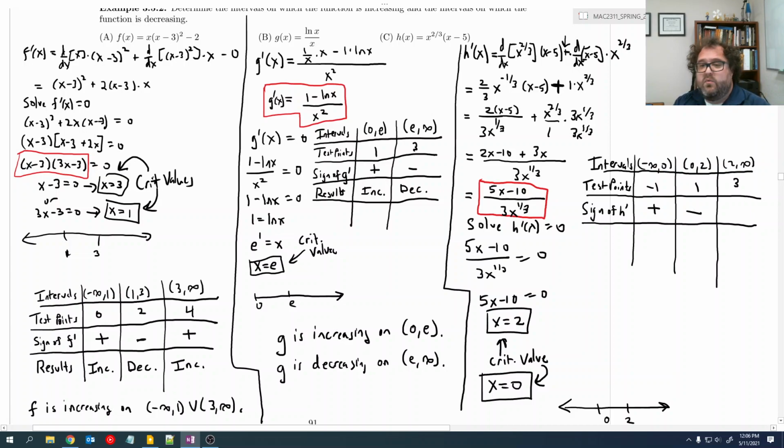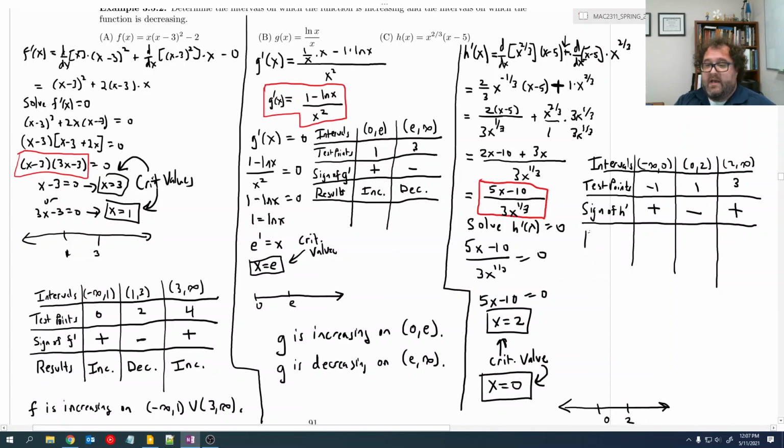And then what about 3? If we plug in 3, we get 5 times 3 is 15 minus 10, so we get a positive value on the numerator, +5. And on the denominator, the cube root of +3 is just some positive number. And so the top and the bottom are positive in this case, and so we get a positive result. And then we just read off our results.